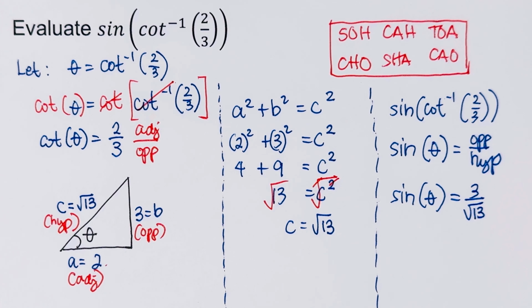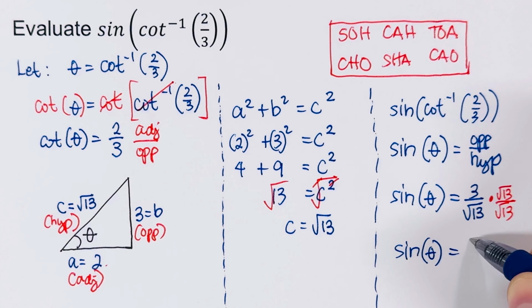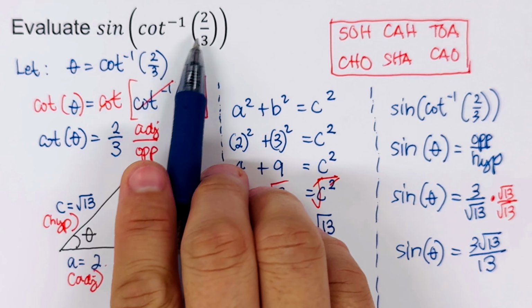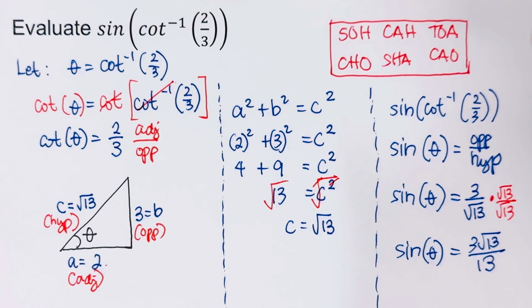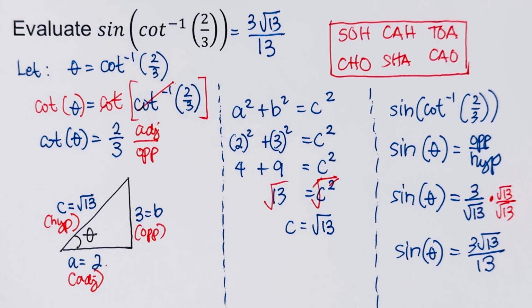Since we have a radical in the denominator, we're going to rationalize this by multiplying by a giant one in the form of square root of 13 over square root of 13. So I go ahead and say that our sine theta would be 3 square root of 13 over 13. So this is the value for our sine theta, or this whole thing right here. So I'm going to go ahead and write that up here. So that is how we evaluate composite trigonometric functions.